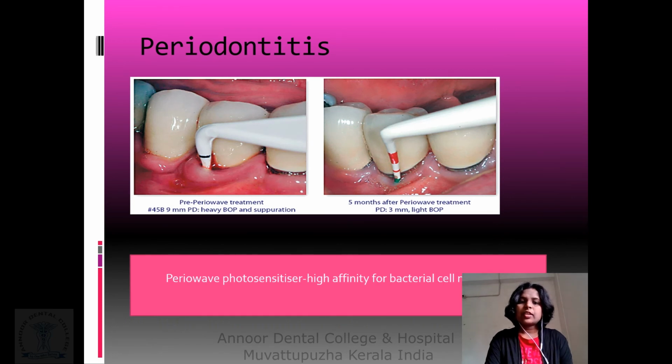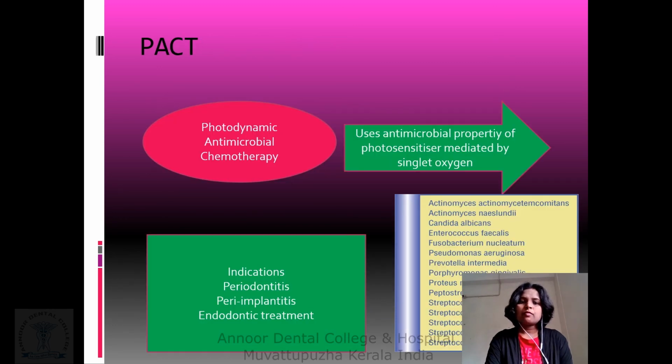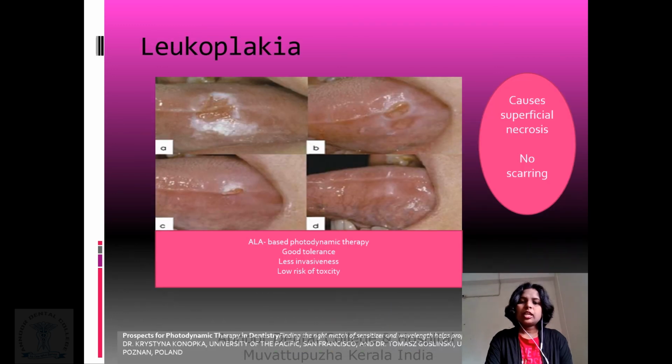In periodontitis, we can use photosensitizers and photodynamic therapy. The Periowave photosensitizer has a high affinity for bacterial cells in the periodontal pocket. What do we mean by PACT? Photodynamic antimicrobial chemotherapy. It uses the antimicrobial property of the photosensitizer mediated by singlet oxygen. It is indicated in periodontitis, periimplantitis, as well as endodontic treatment. In leukoplakia also, it gives a very good result. It causes superficial necrosis with no scarring. ALA-based photodynamic therapy proved good in leukoplakia, with good tolerance, less invasiveness, and low risk of toxicity.